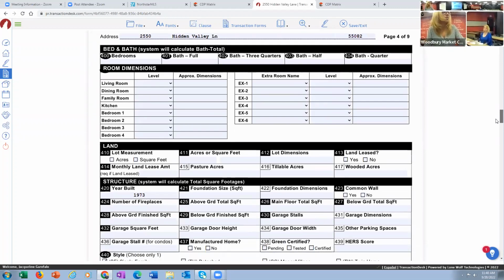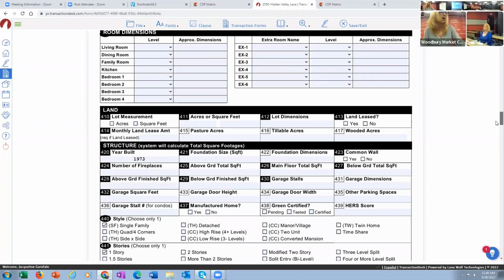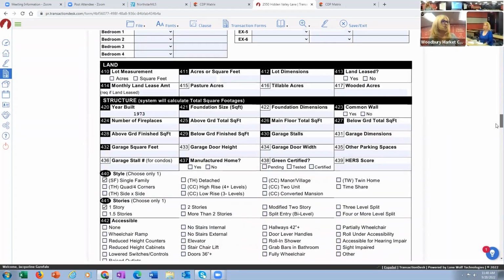Land, lot. So you do have to know what the acres or square footage of your lot is, right? And that'll be in your taxes, lot dimensions. Year built, foundation size, we have to take foundation measurements. Fireplaces, garage stalls. I always do garage dimensions, even though it doesn't say I have to. Guess why? I'll get 10 calls on a listing saying, how tall are the garage doors? Will my truck fit in? So even though I don't have to, I do the garage door height and garage door width, so I don't have to answer those calls ahead of time.